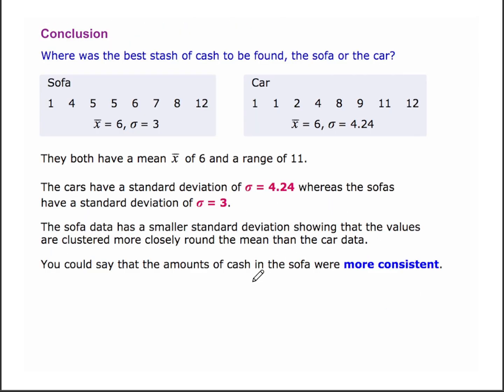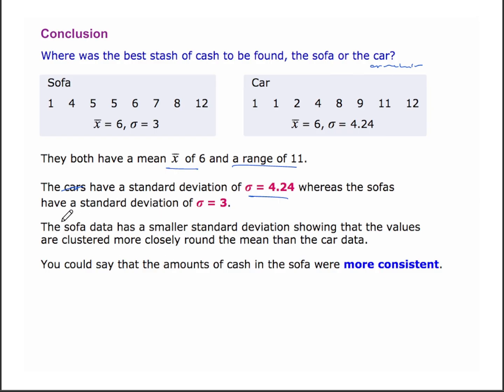Now, the question comes, which one was the best stash of cash to be found? The sofa or the armchair? They both had a mean of 6, as we started off with the question, and they had a range of 11. But the standard deviation for the armchair was 4.24 and the standard deviation of the sofa was 3.